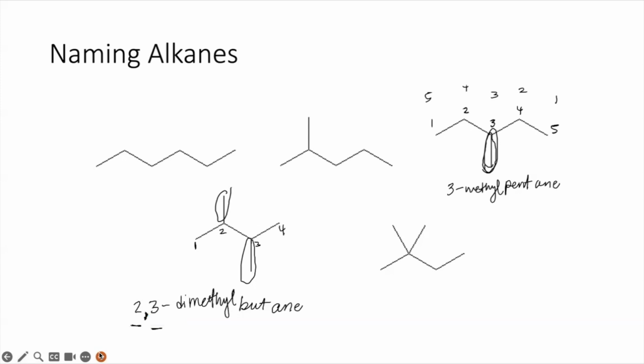All right, so here's another fun one. So I can number left to right or right to left. This time it does matter. I'm gonna want to use left to right because that puts my branches here at the lowest carbon. It puts it at carbon 2 rather than carbon 3.